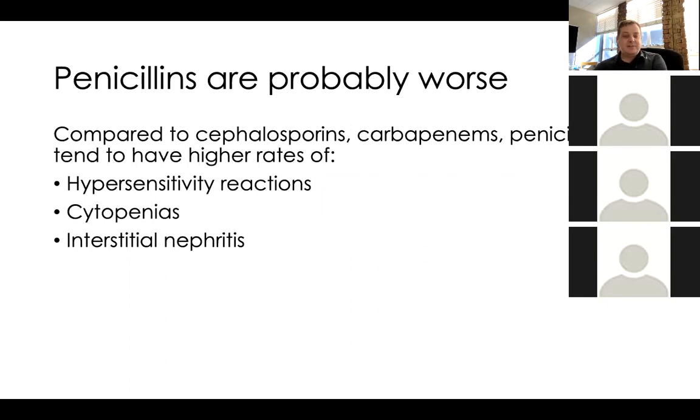Cytopenias tend to be a bit more commonly seen in penicillins, and interstitial nephritis is more common in penicillins than the cephalosporins and carbapenems. These are class effects, though they do occur across all the beta-lactams, but just be aware the penicillins tend to be a little bit worse than the other two or three classes in terms of these side effects.